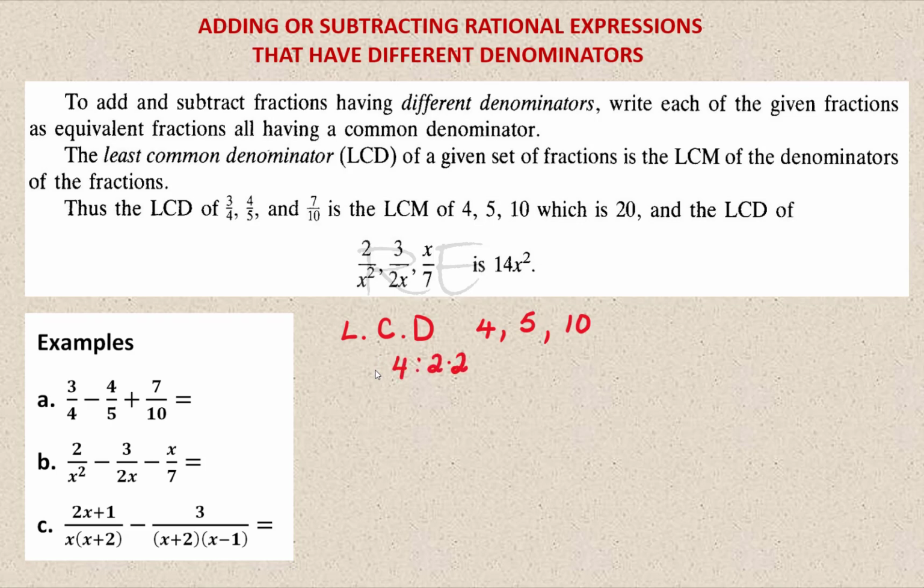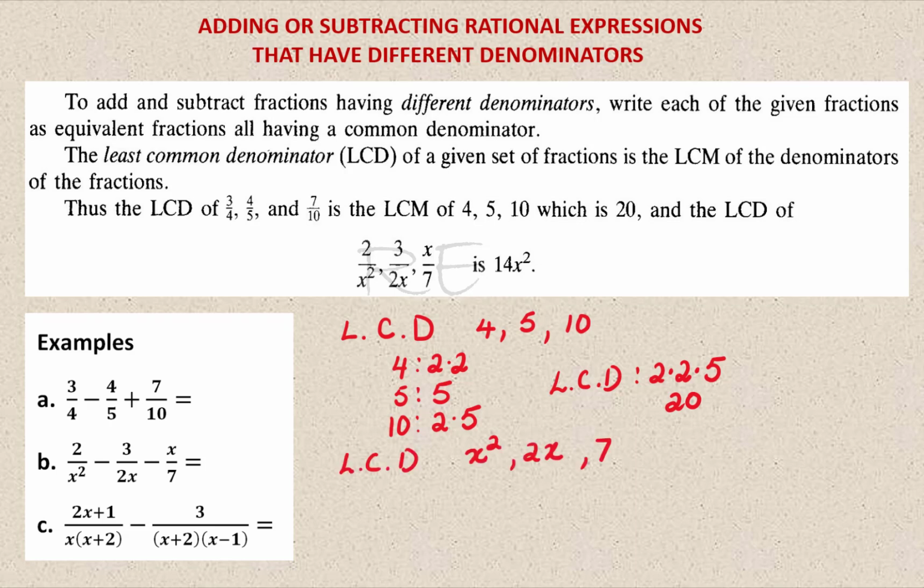4 is 2 times 2. 5 is just 5. And 10 is 2 times 5. We're going to build the LCD. We're going to take 4 first, 2 times 2, and then 5. Now we realize that 2 times 2 times 5 contain 10, so we're good. So the least common denominator is 20.